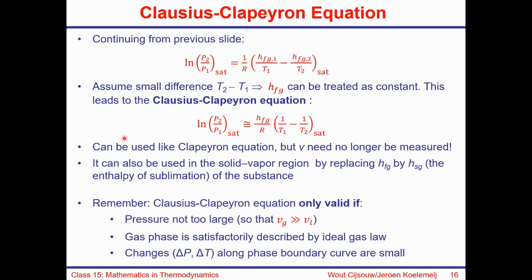And you have to remember, though, that this simplified expression comes at a cost because we have some additional requirements. This Clausius-Clapeyron equation is only valid when the pressure is not too large, such that this inequality holds. The substance, while it's in the gas phase, needs to be satisfactorily described by the ideal gas law, and the changes in temperature and pressure along a phase boundary curve are supposed to be small.